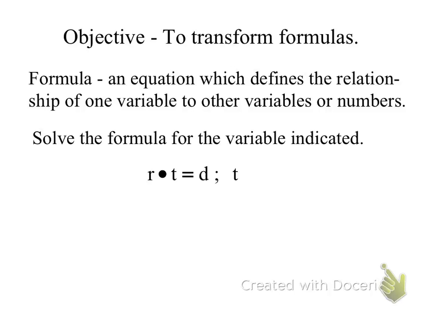How do I know I'm solving for t? Because it has a semicolon, and then it has the t. In your book, they might say for t. Solve for t. Okay, but here they're doing it with a semicolon. So that means the formula is r times t equals d. Now, what does that mean, r times t equals d?